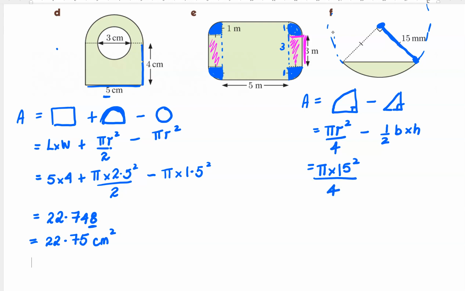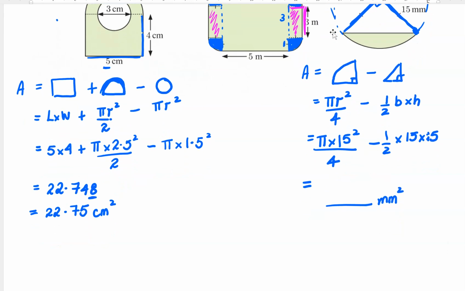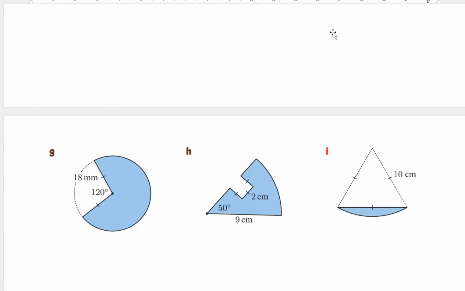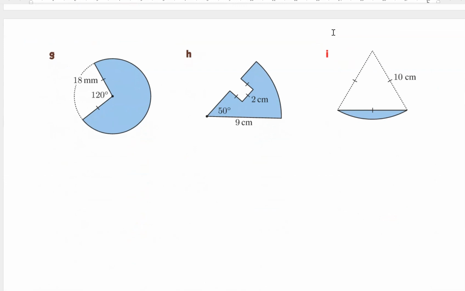15 squared, don't forget to square it, minus, if we look at that triangle and sort of tilt your head a little bit, maybe that's the base, and then there's your height there. So it's a half times 15 times 15. And off to the calculator with you. Remembering to pop meters squared. So check, if you don't get the same answer, we can go through it in class. If that's just a calculator error, you can check on how to use our calculator properly. Okay.